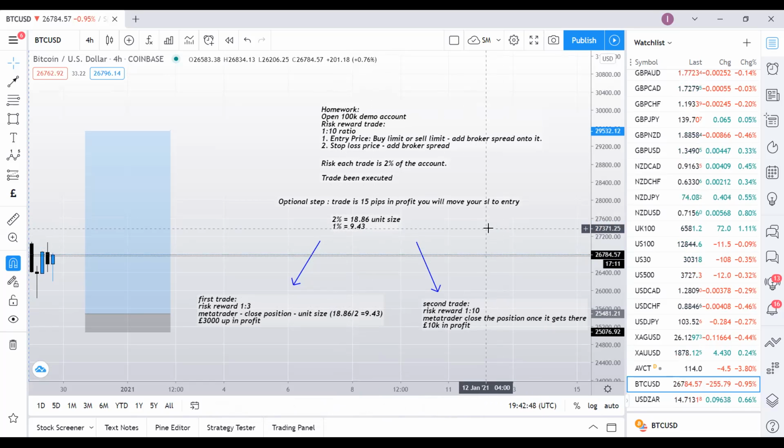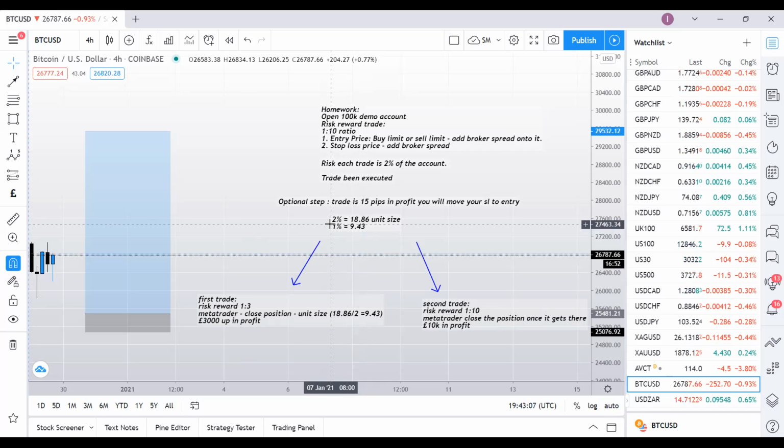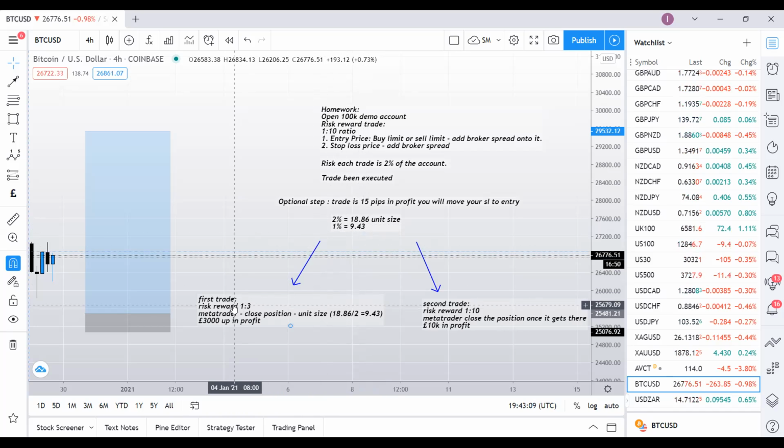No, the second trade is based on... It's still based on 2% of the account, isn't it? No, because you've taken half a unit off, 9.43, once you're at 3%. Part two of it, you're only at 1%. It's taking partials, right? He's taking partials. So I've just halved the unit size. That's all I've done. That's why I was getting confused.